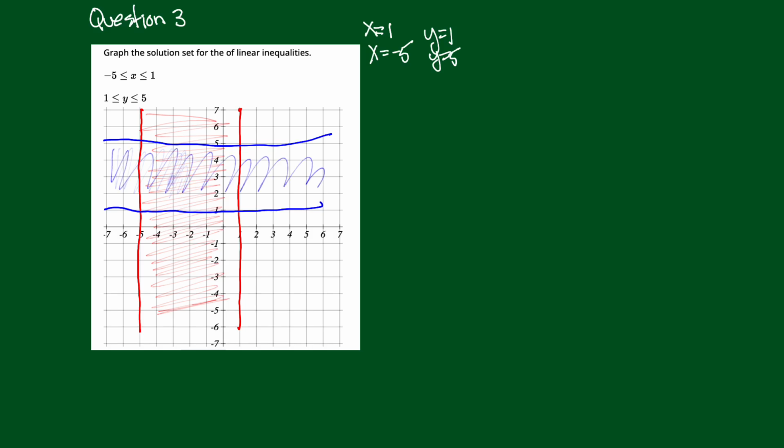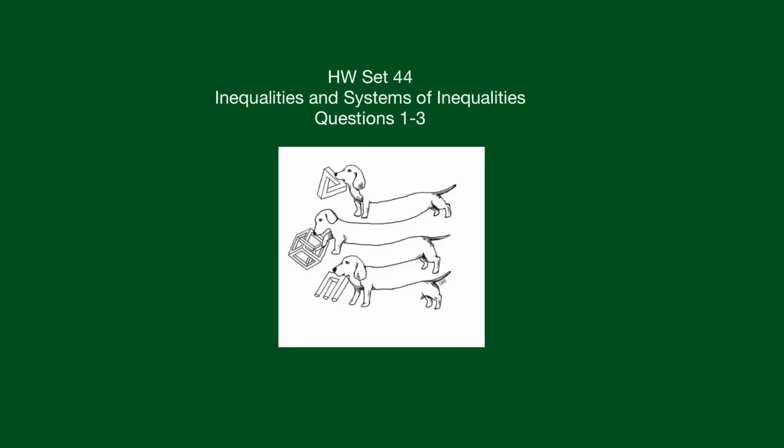Now, where do they intersect? Because I want both of them. So it looks to me like they intersect in this rectangle. So what I would do is shade in that rectangle. It looks like a big mess here, but it's going to be anything in this rectangle. Pick any point. Now, if I pick any point, the x value is between -5 and 1, and the y value is between 1 and 5. And that will end this part of homework set 44.